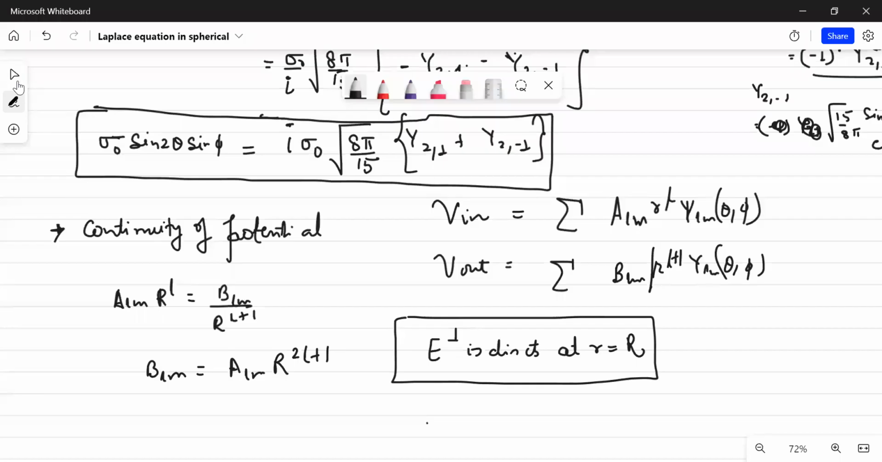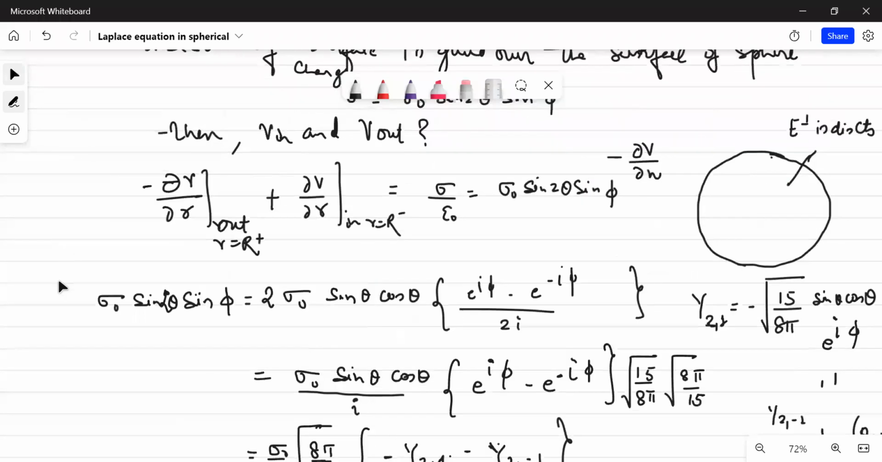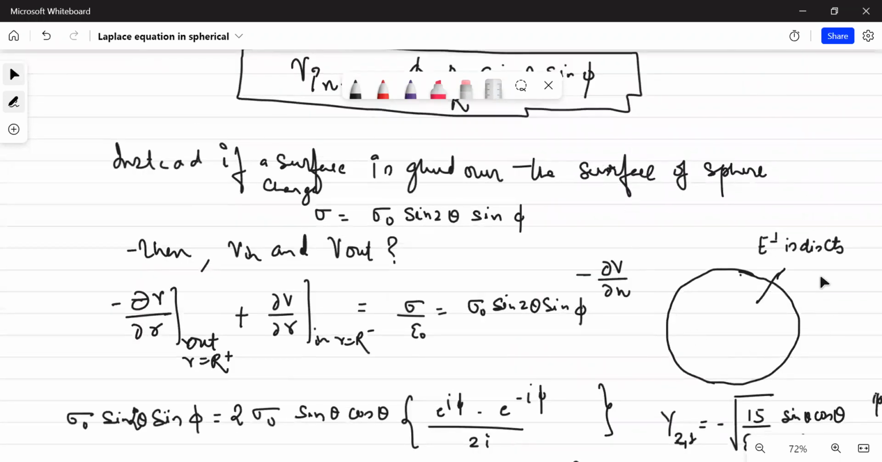Okay, so in this lecture, we're going to continue with the problem that we were doing in the previous lecture. In the previous lecture, we were discussing a problem where a surface charge density is glued on the surface of a sphere, and that surface charge density is given by sigma naught sin 2 theta sin phi. How would we be able to find V inside as well as V outside?